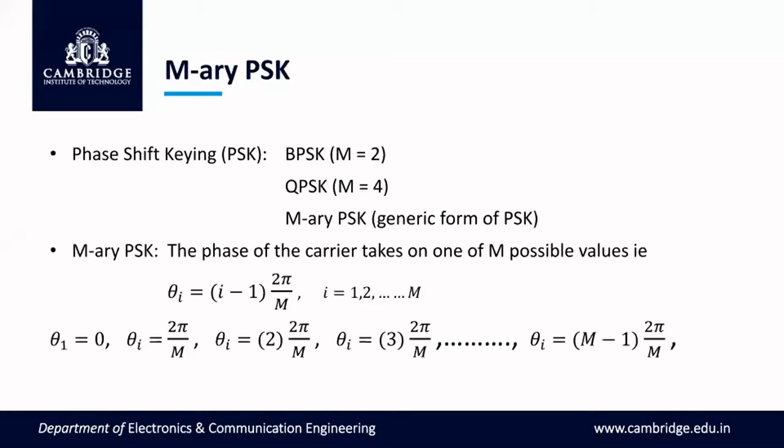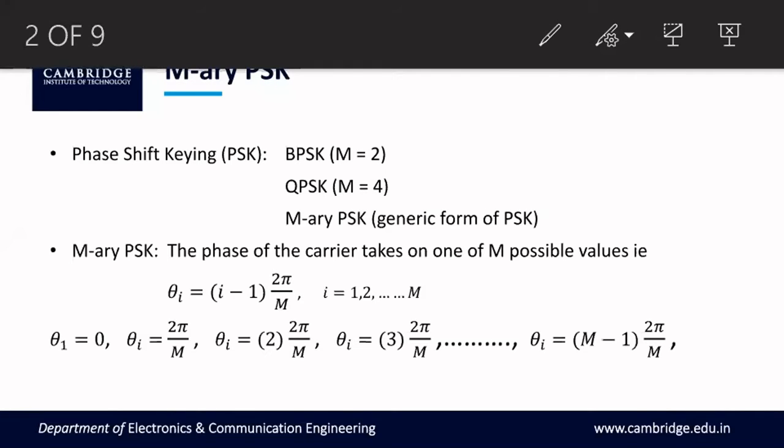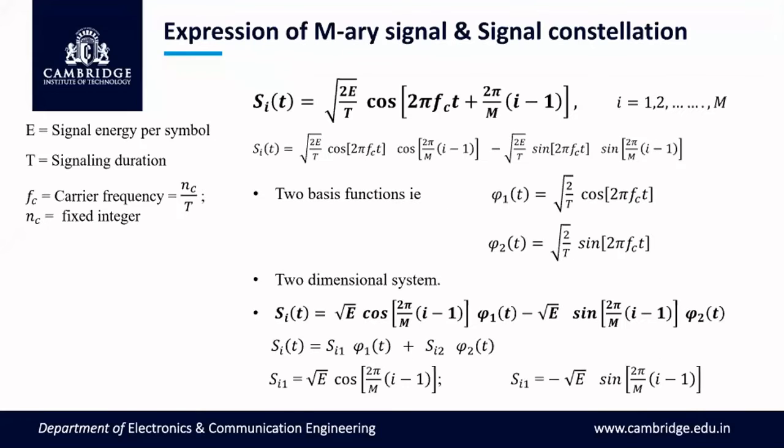So you look at the equations there. Theta i I have given. Theta i is equal to (i minus 1) times 2 pi by M. I can take integer values 1, 2, 3 to choose the phase value. Right. I will come to the expression for this M-ary PSK signal. Okay.